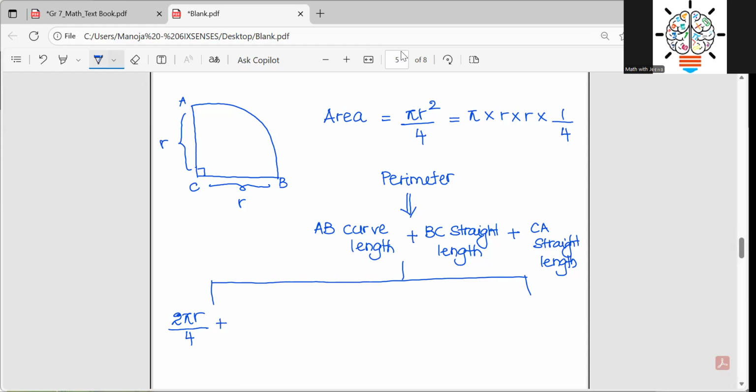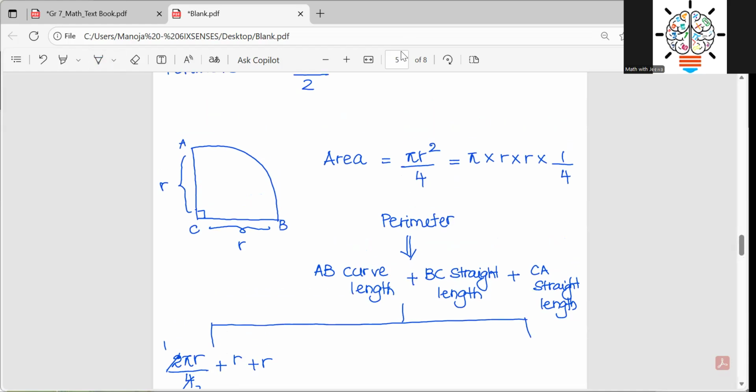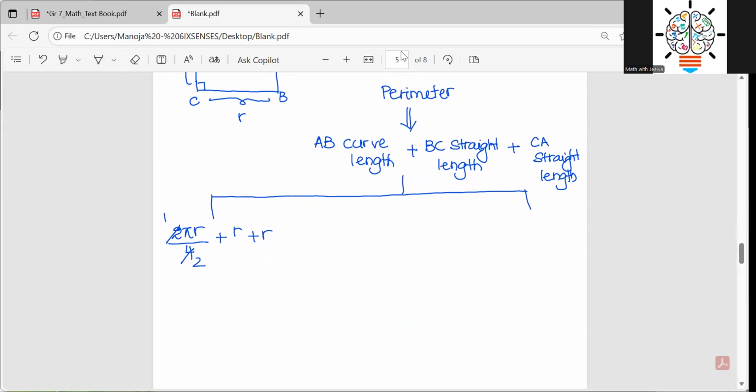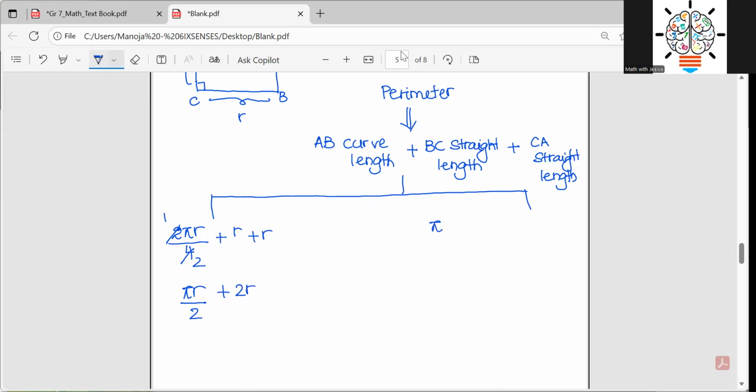And then here it is r, and here it is r. So then 2 times 1, 2 times 2, right? So then I divide this, and this is πr over 2 plus 2r. On the other hand, if I use D, πD over 4, because I have only a quarter of it, and I have the r length and the r length.